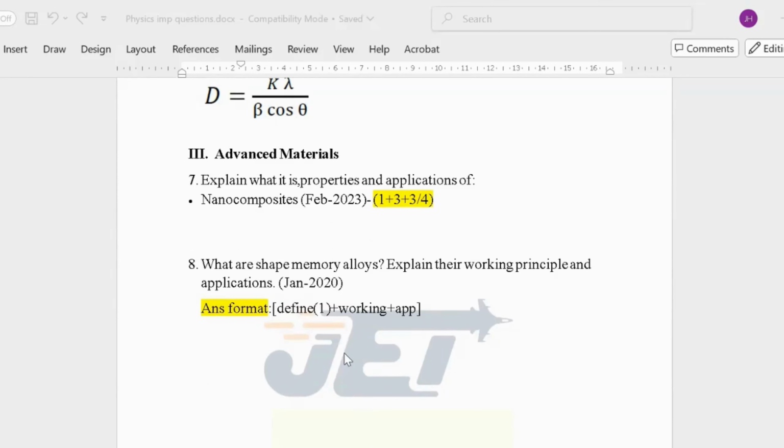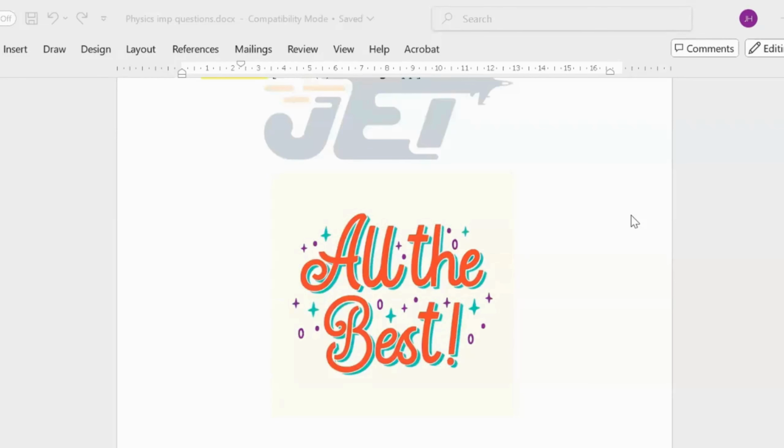Yes. Now coming to the next question, what are shape memory alloys? Explain their working principle and applications. So definition 1 mark, and rest goes for your working, and application again you can hold with 3 to 4 points.